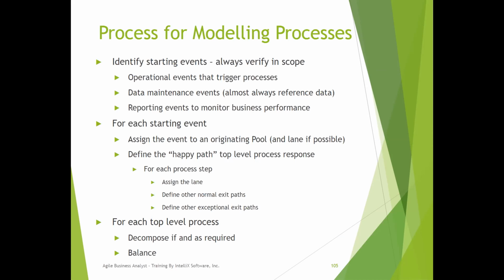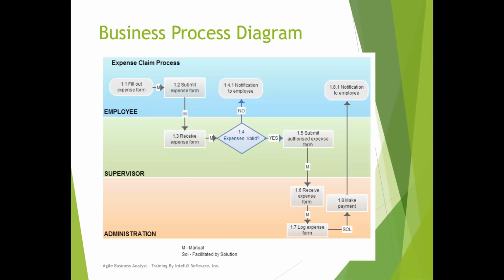The other aspect you need to think about is, for every event which kicks it off, you have to identify who starts that event, so which swim lane it belongs to. Then you first look into what the normal happy path is. In this case, the happy path is when the expense report is valid. And then you have to lay out what the unhappy path is, that means when certain exceptions happen, how do you handle that? So essentially the no branch from expense valid becomes an unhappy path.